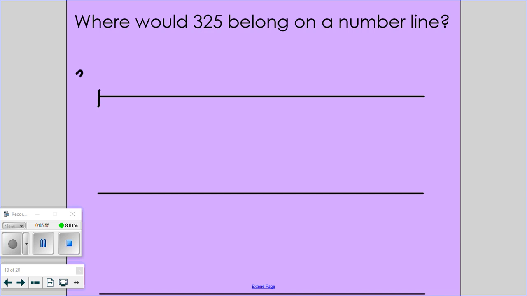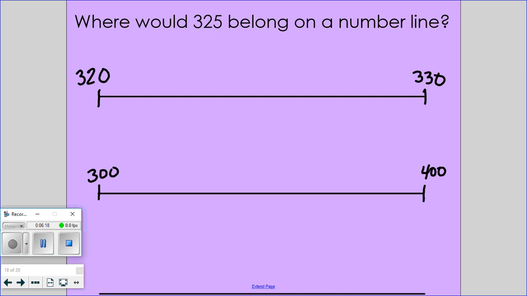Your first endpoint is 320 to 330. Find the middle. Your second number line is 300 to 400. Remember, find the middle first, then put your number.